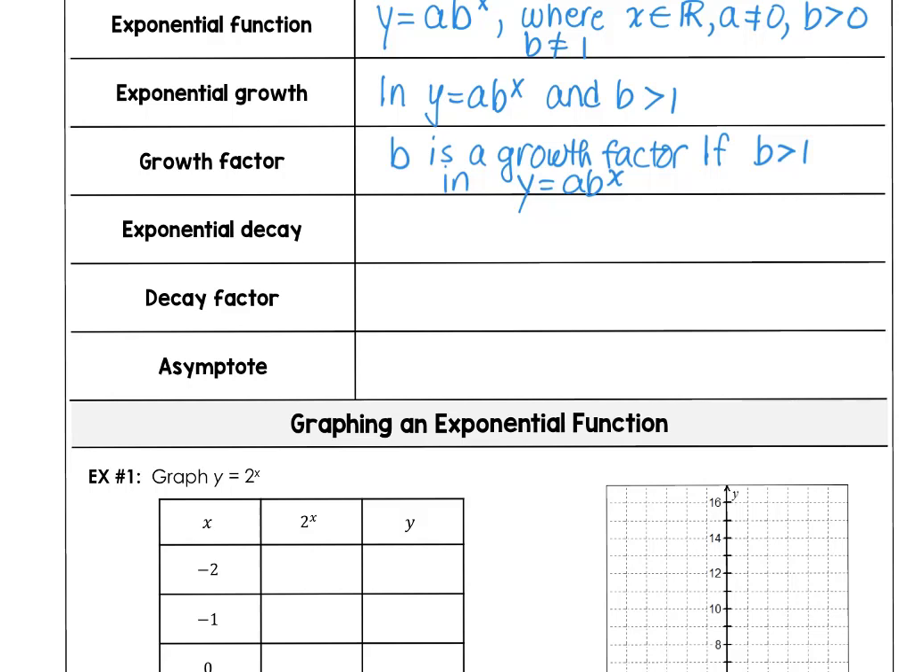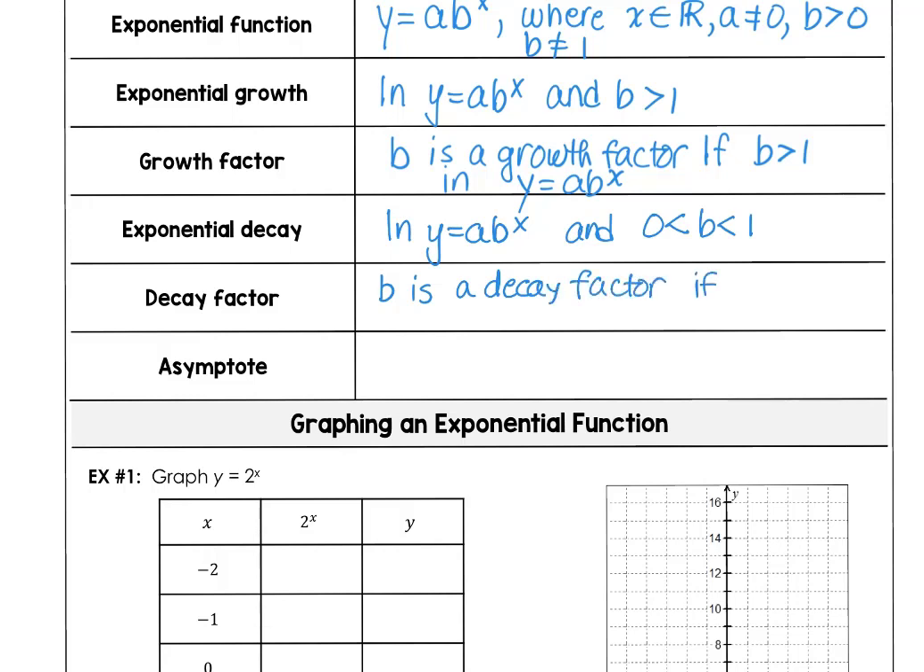Likewise, exponential decay is when we have our standard form ab to the x power, and the value of the base is a fraction between 0 and 1. Then b is that decay factor. And it's going to be that decay factor only if we're between a value of 0 and 1 in that standard form ab to the x power.